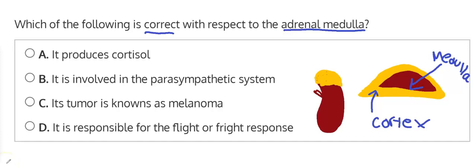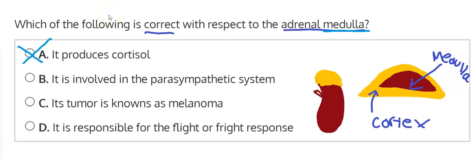And this is important to distinguish because if we look at option A, it says it produces cortisol, and cortisol is actually produced in the adrenal cortex and not the adrenal medulla, which this question is referring to, the medulla part. So therefore we can eliminate option A.